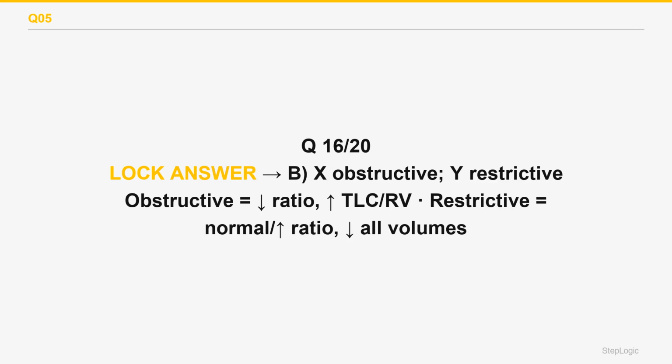The counterintuitive point students miss: restrictive disease has a normal or high FEV1/FVC ratio because both numerator and denominator shrink together. Use the ratio first, then the volumes confirm.